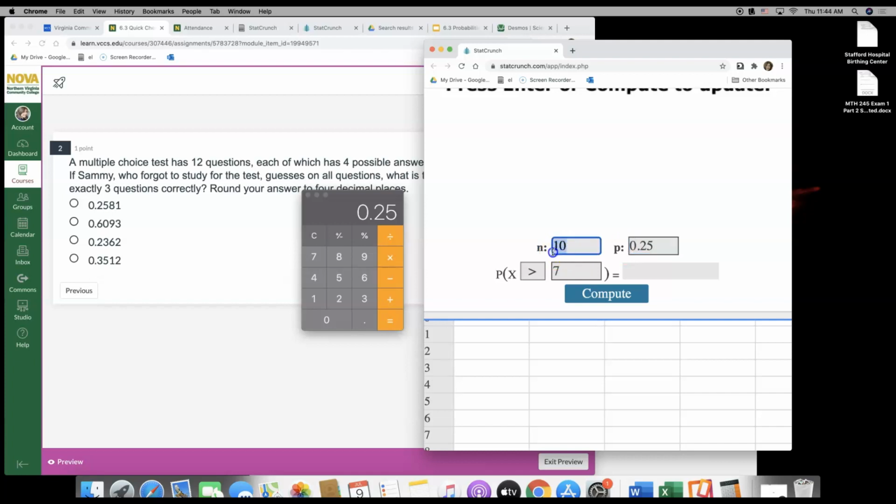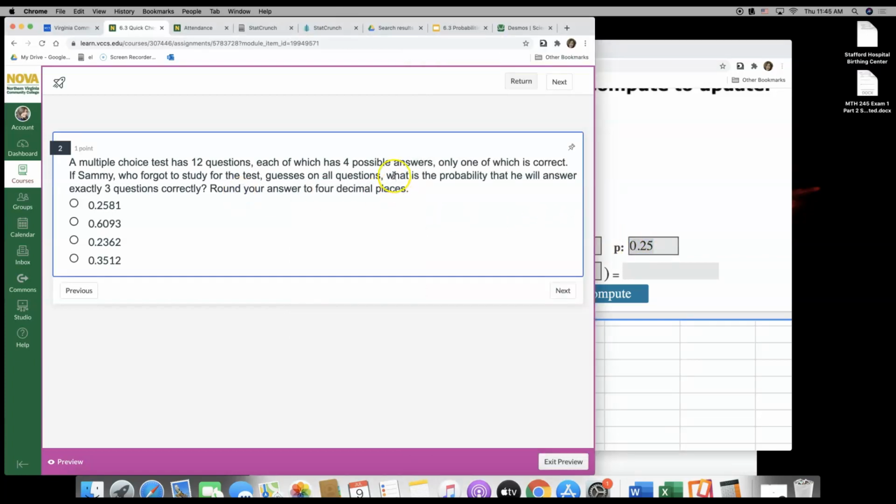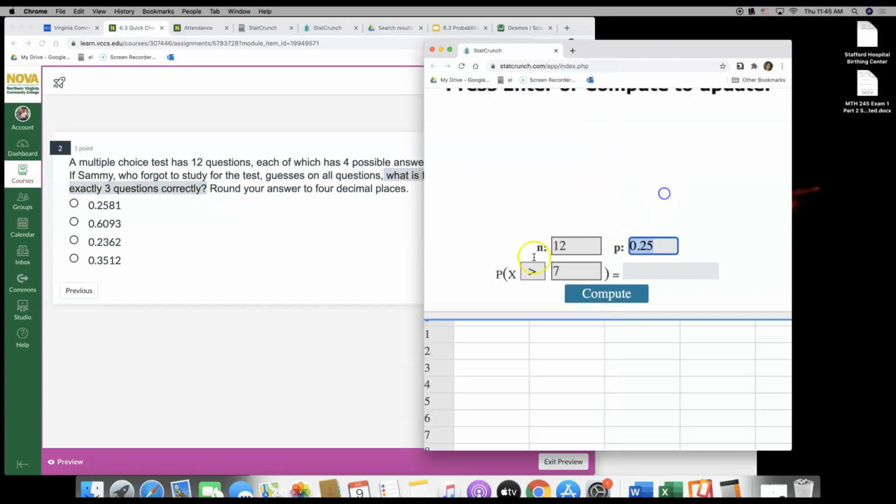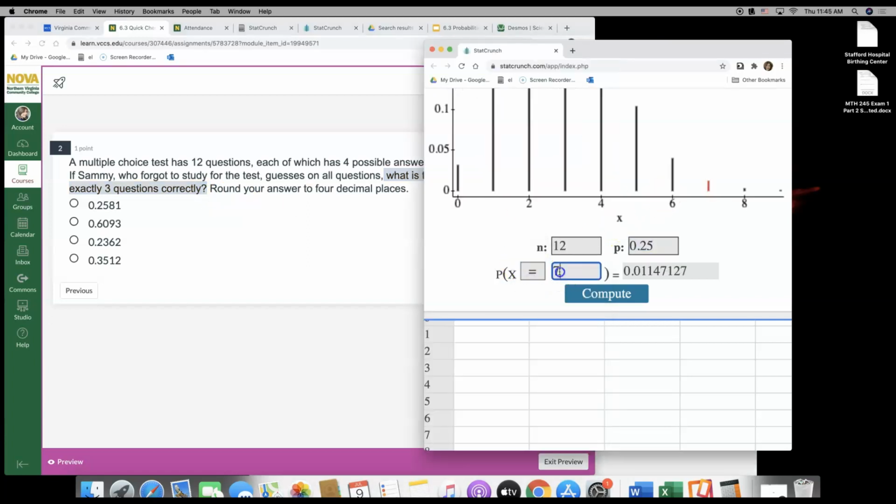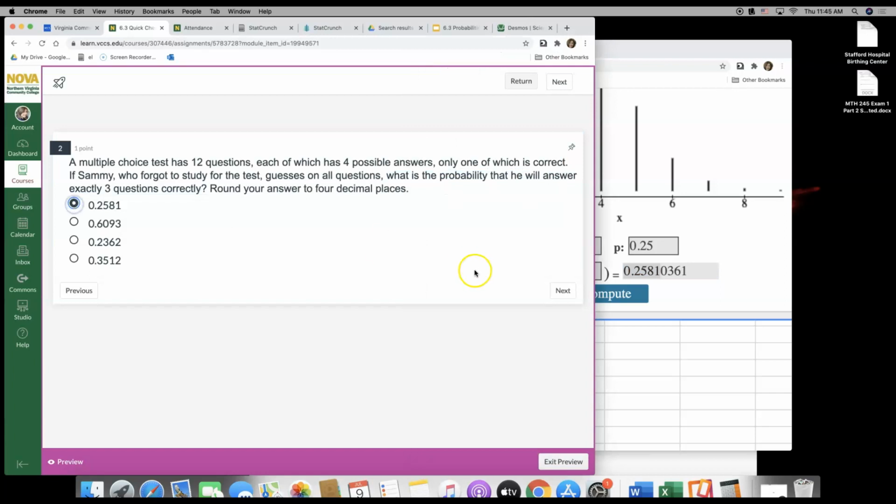Now, notice they said 12 questions. So N is 12, P is 0.25. Let's keep going. What do they want? What is the probability that he will answer exactly 3 questions correctly? Okay, so I'm going to say this is equal to 3 and compute. The answer is 0.2581. It's right here for me. So let me go ahead and click this and move on.